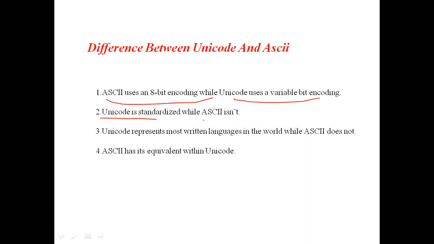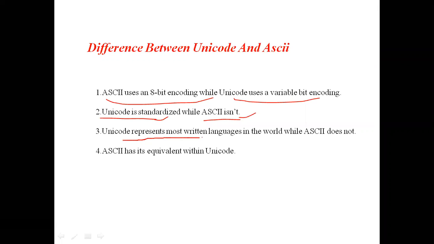The second difference is that Unicode is standardized, whereas ASCII is not. Why? Because Unicode can represent any character in the entire world. That means we can convert French data to Telugu data, and we can translate our Telugu data to French data. Like that, Unicode is standard. Any character in the entire world can be represented by using Unicode, whereas ASCII cannot.